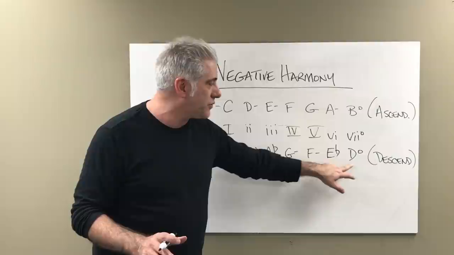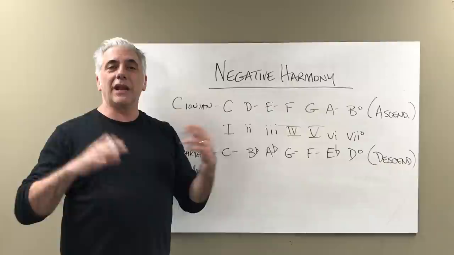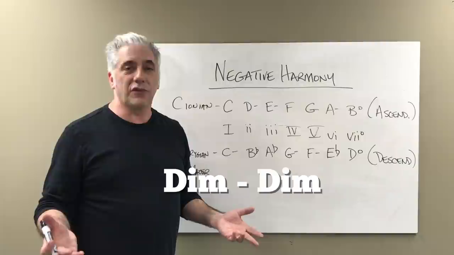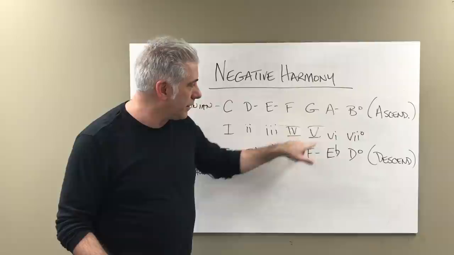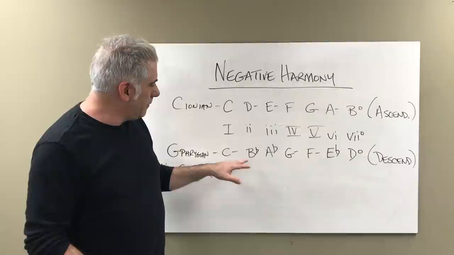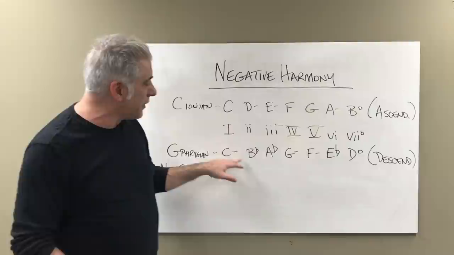So one of the principles that we have to remember about negative harmony is that major becomes minor, minor becomes major, and diminished stays the same. If you look at it, major becomes minor, minor becomes major, okay? Minor, major, major, minor, major, minor, minor, major, and diminished is the same. So this is the mirror image. This chord progression is the mirror image. These are all the negative harmony chords associated with C major.